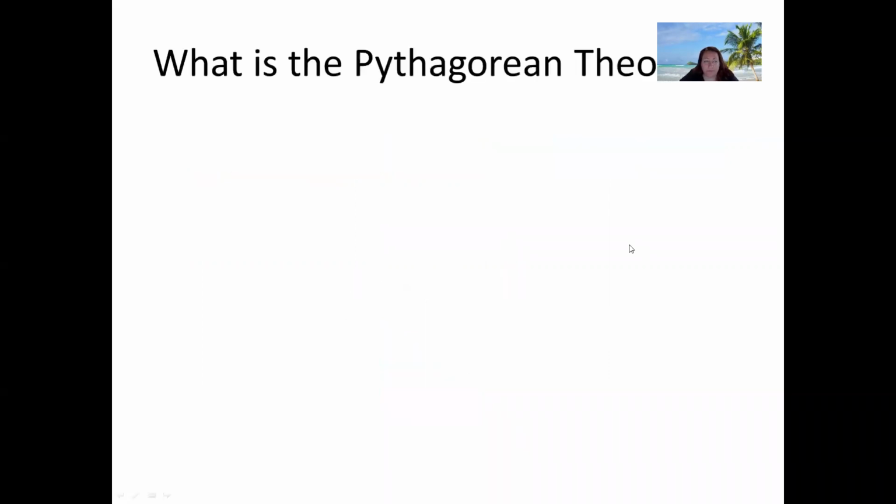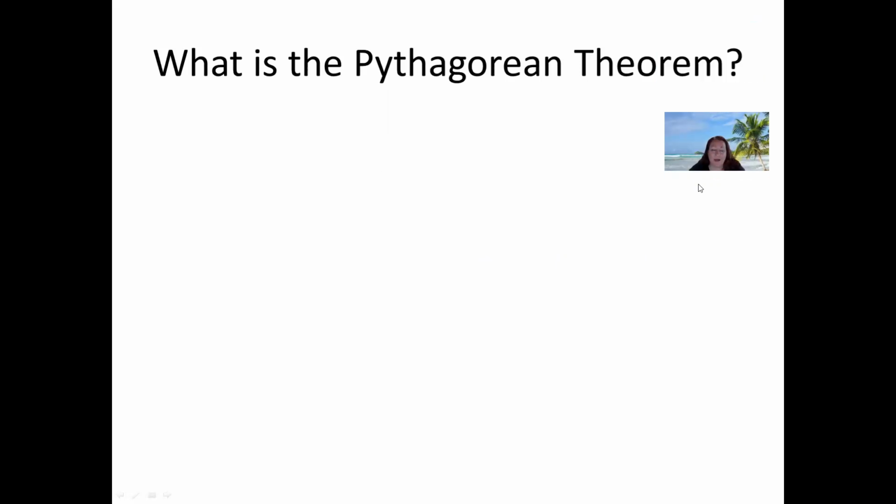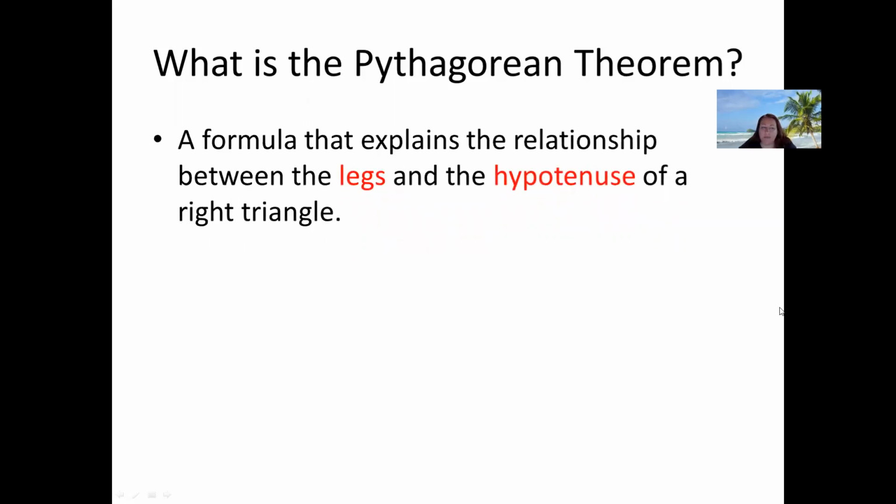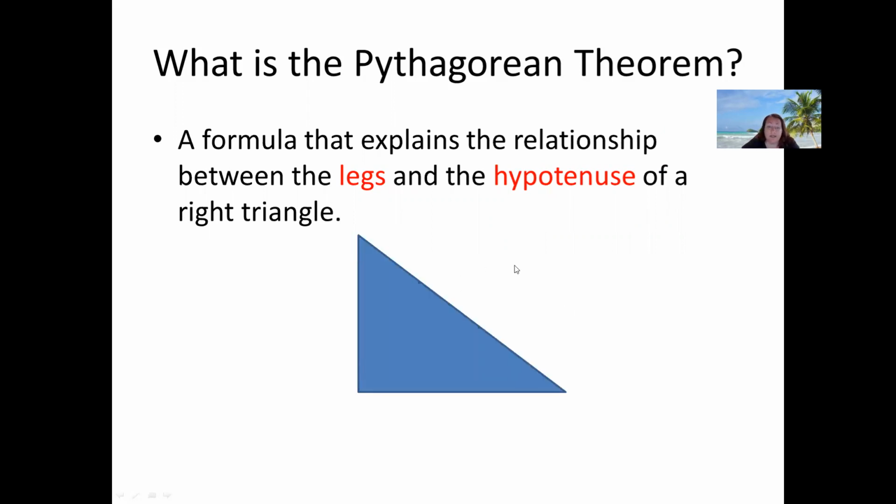So here we go. What is the Pythagorean theorem? Well, it is a formula that explains the relationship between the legs and the hypotenuse of a right triangle. It has to be a right triangle. It doesn't work for just any kind of triangle, but it's with right triangles. So if you have a right triangle, the hypotenuse is the longest side, and it's the opposite of the right angle.